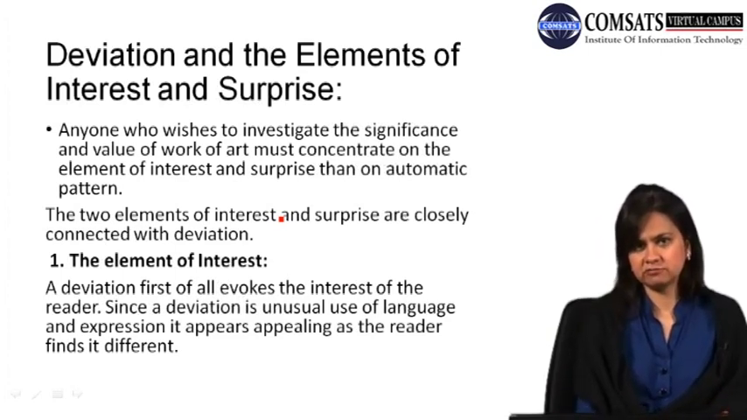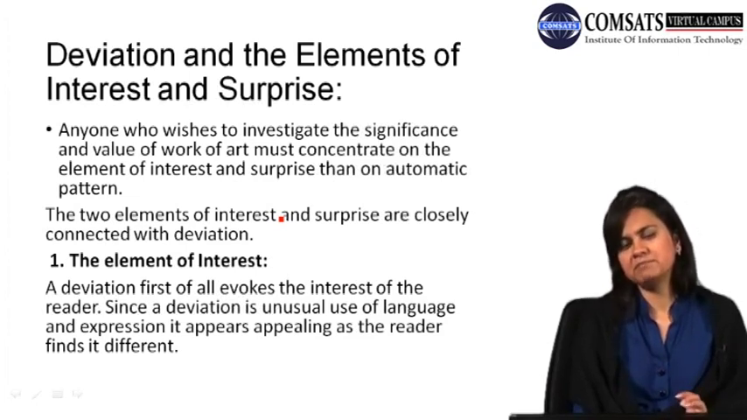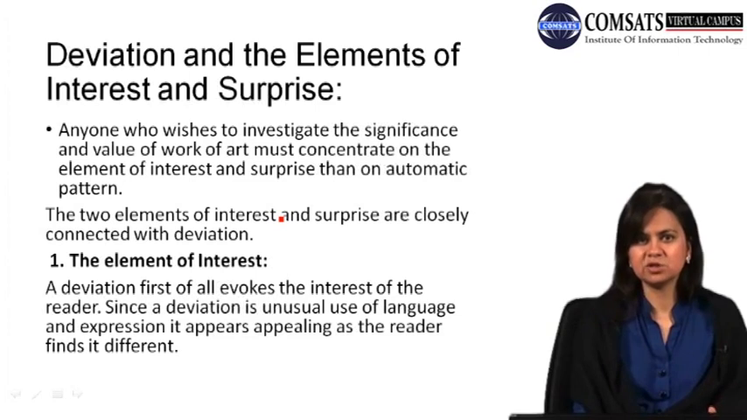So such a deviation, if that is an unusual use of language and expression, appears appealing to the reader because the reader finds it different. So the very basic reason of the reader's interest in a text or in a deviation is that it appeals to him as different or unusual. So you get interested in buying something that is new or that nobody else possesses. Isn't it so? You want to bring things as pieces of decoration to your house which you feel shouldn't be there in anybody else's house.